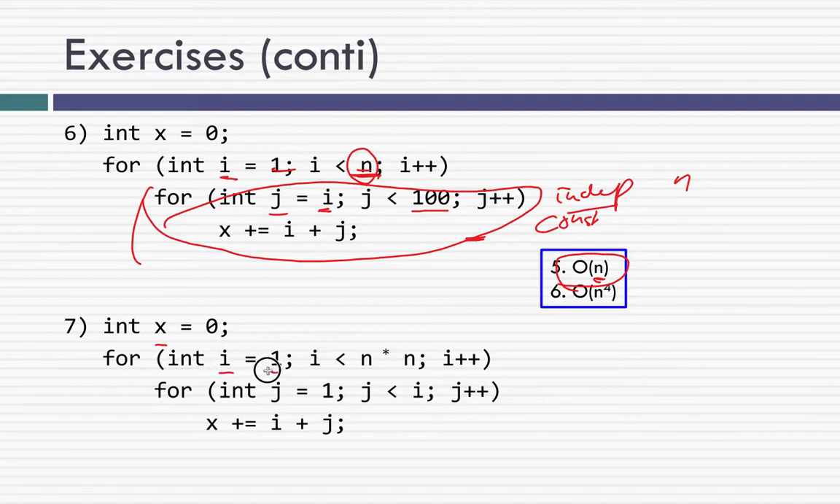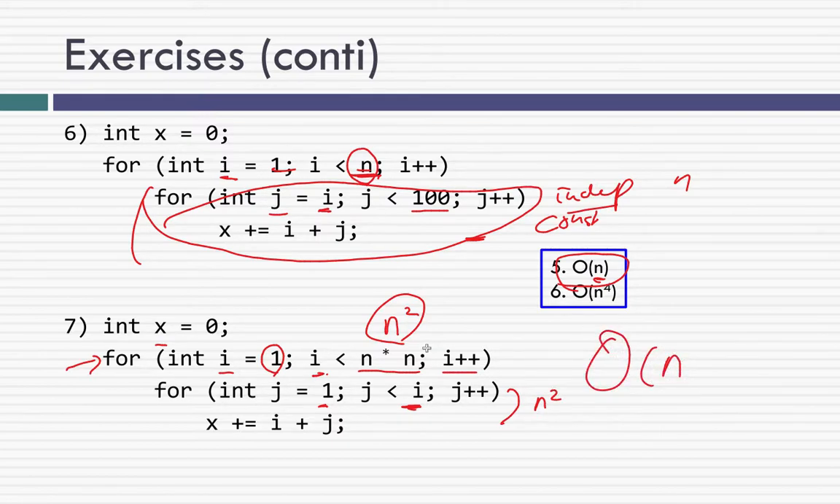Next, i goes from 1 to n squared, each time i is incremented by 1. So the outer loop goes n squared times. The inner loop goes from 1 to i. i is represented by n squared in the worst case, so the inner loop is also n squared times. So overall, its time complexity is n squared times n squared, which is the fourth power. That's the approximate time complexity analysis.